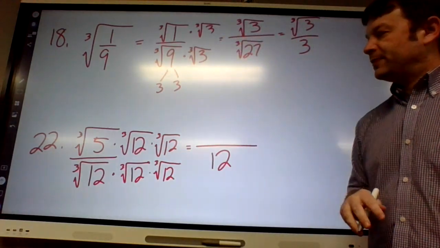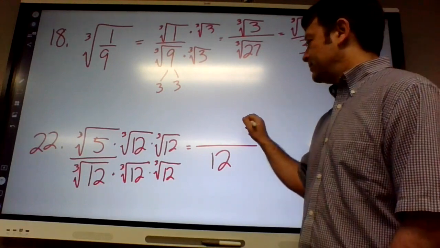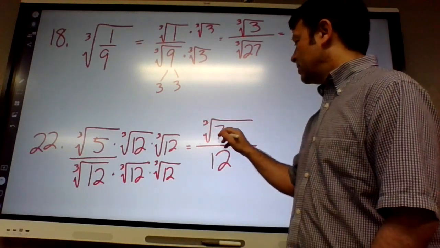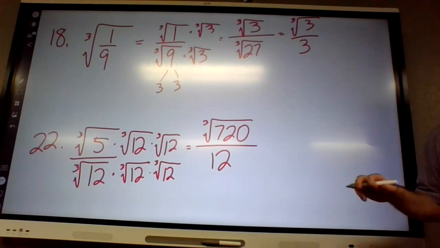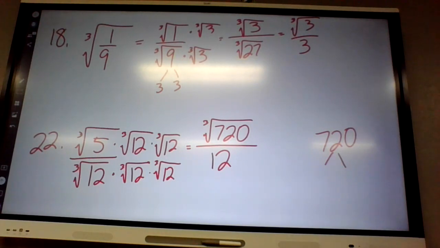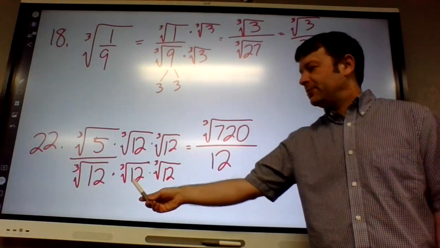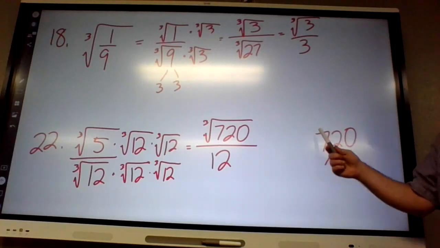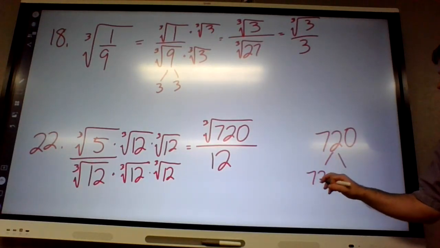12 times 12 times 5. I think it's 720, I believe. Okay, the problem is 720, even though it doesn't have a cube root, it's going to simplify. This is why you don't necessarily want to use the biggest number over here, because you've got a lot of cleaning up to do on the top now. But maybe it's the best way to do it.